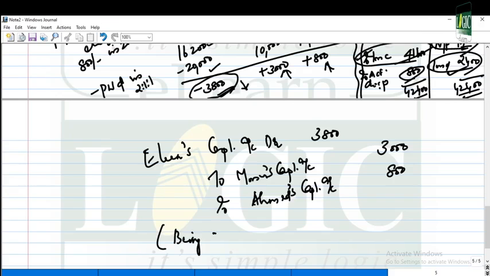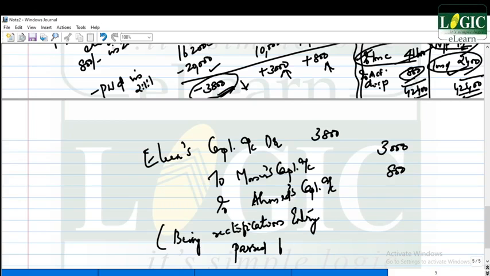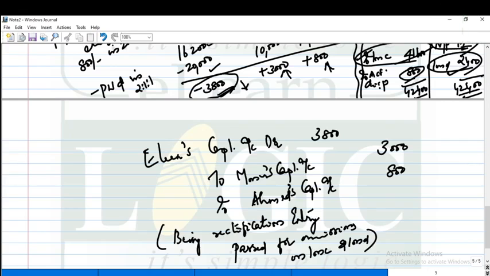Being rectification entry passed for omissions on IONC and IOND. Okay, this is how you pass an adjusting journal entry. And in all questions you can see: pass rectification entry or adjusting journal entry showing your working notes clearly. Okay, so this is how you will have to do.